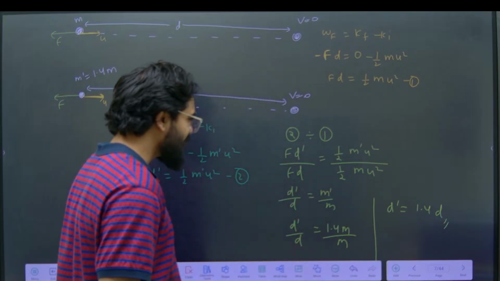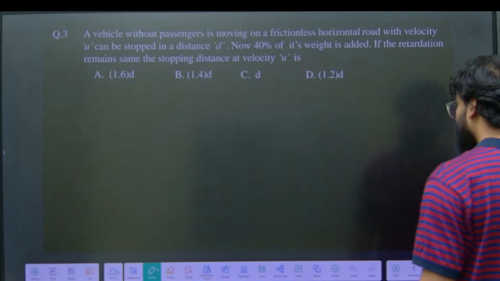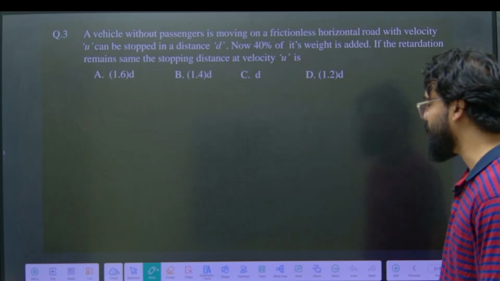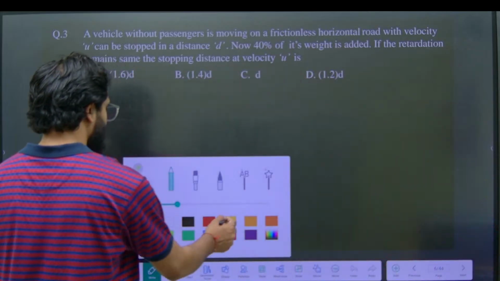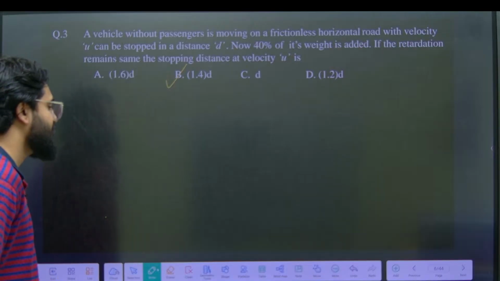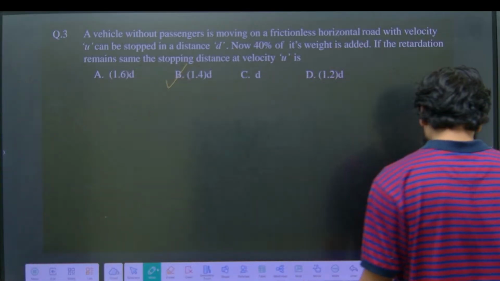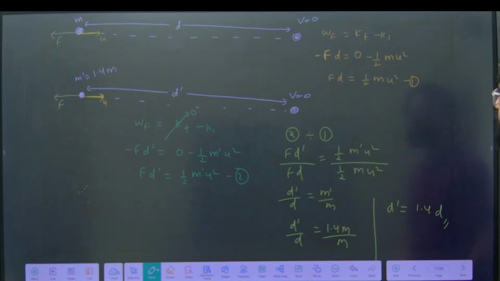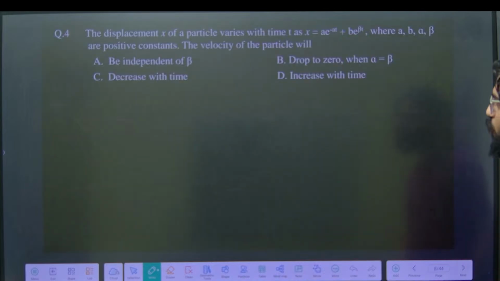Which city is calling? We are going to Bombay, right? So let's go to see the Gateway of India. Done, sir ji? Correct. Let's quickly go to question number 4.